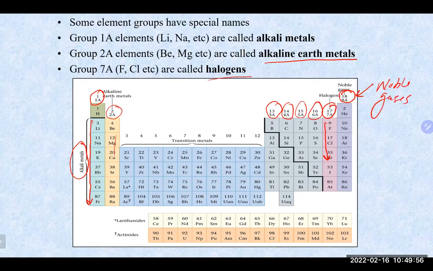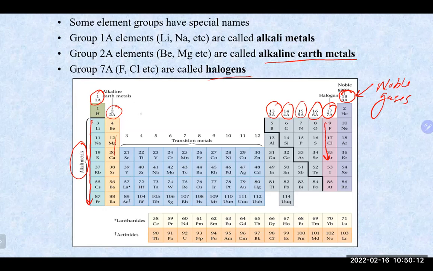You do need to know the location of those groups and their special names. So group 1, alkali metals. Group 2, alkaline earth metals. Group 7, the halogens. And group 8, the noble gases.